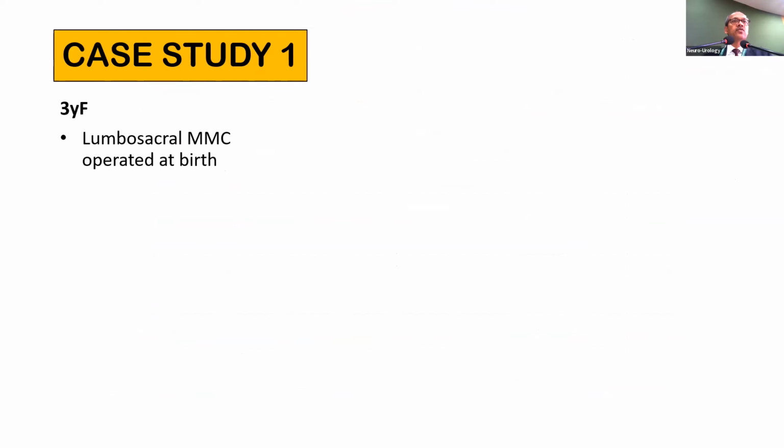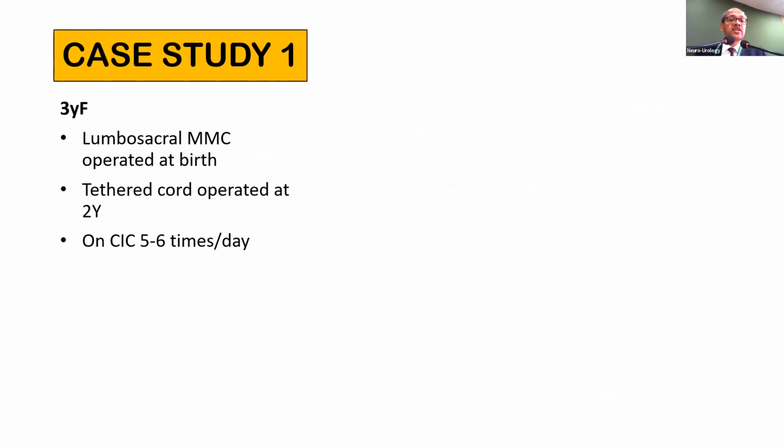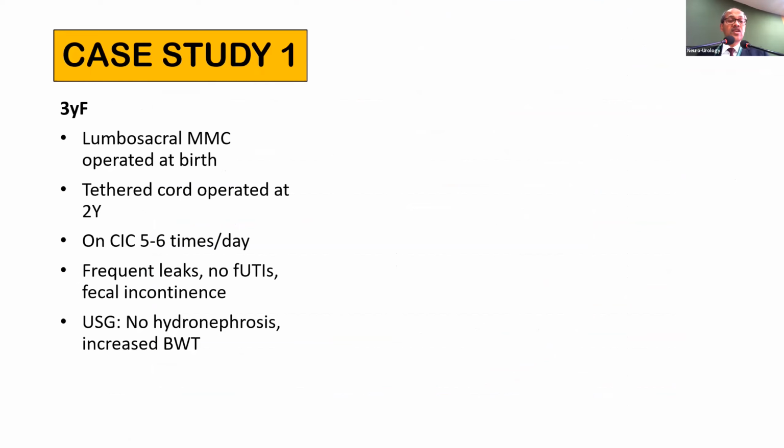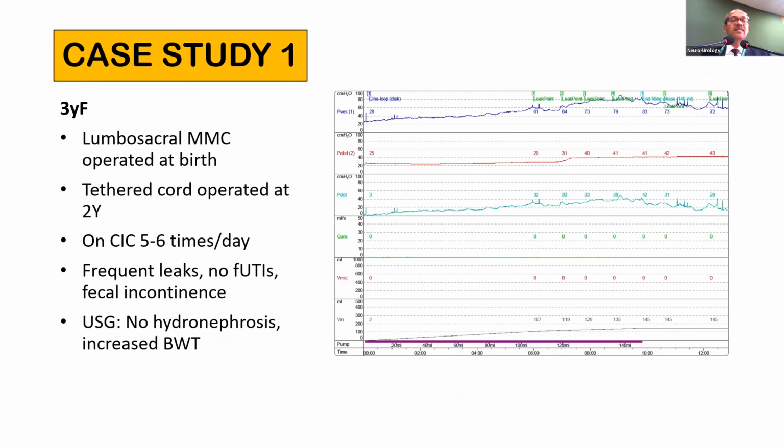This is a 3-year-old girl who had a lumbar myelomeningocele operated at birth. She had a tethered cord operated at 2 years. Her parents do intermittent catheterization 5 to 6 times a day. She has frequent leaks. There are no febrile UTIs. She has fecal incontinence. She has no hydronephrosis and increased bladder wall thickness on the ultrasound scan.